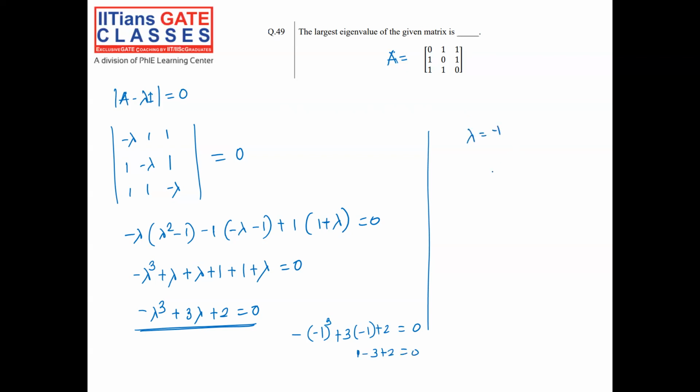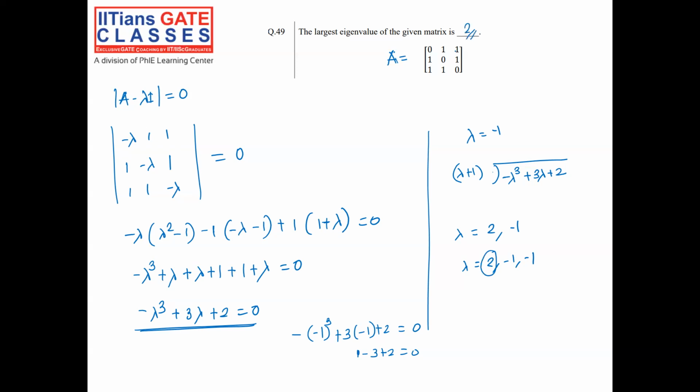So if we divide this equation, which is minus lambda cube plus 3 lambda plus 2, with lambda plus 1 as a factor, we will get another quadratic equation, and that will give us the two more eigenvalues, lambda equal to 2 and minus 1. So the three eigenvalues for this are 2, minus 1, minus 1. And out of this, the maximum value is 2. Hence, the largest eigenvalue of the matrix is 2.